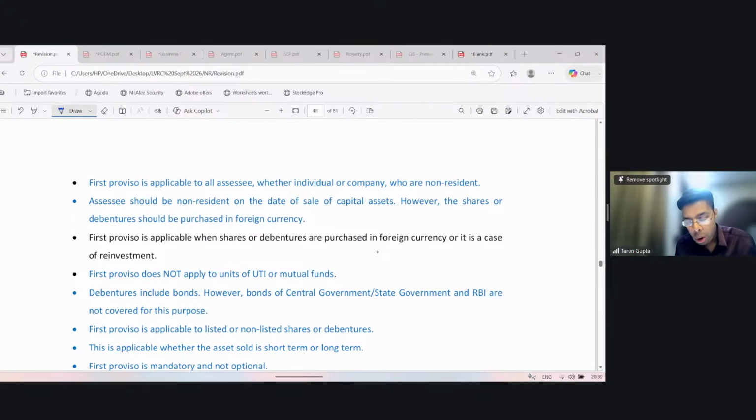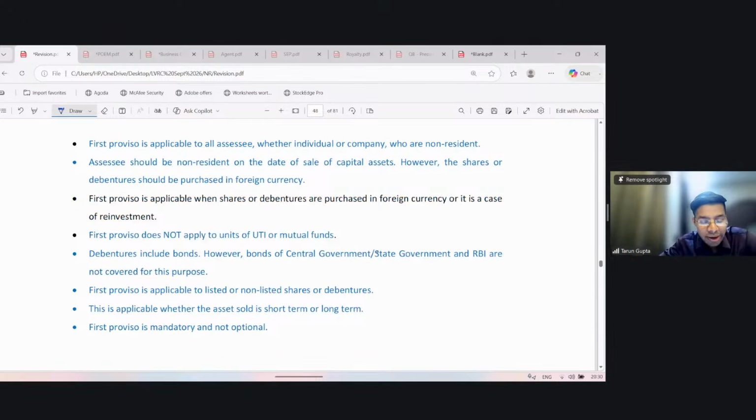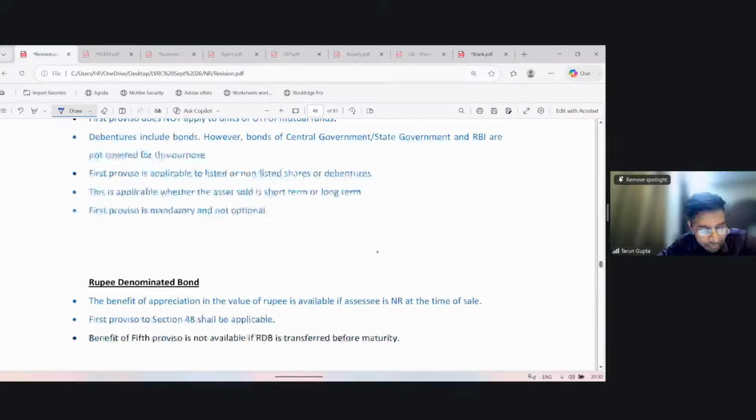Debenture includes bond, however, bonds of central government, state government, and RBI are excluded. The first proviso is applicable to listed or non-listed shares or debentures. It does not make a difference. This is applicable whether the asset sold is short-term or long-term. The first proviso is mandatory and not optional. Right?